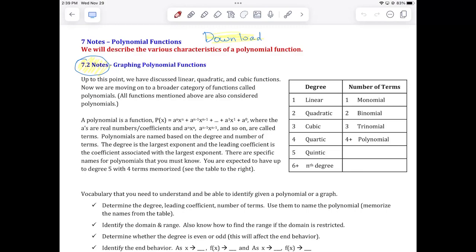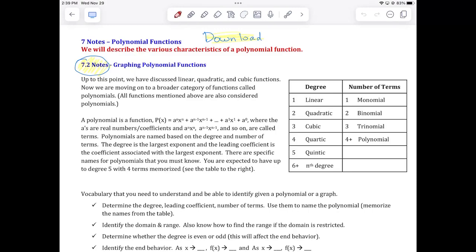Well, in this section, we're going to just study polynomials that have degrees larger than 3. And we're going to be looking at not so much the technicalities of how to work with them like we did vertex form or transformations, but we're just going to be looking at describing the behaviors of the graph. So first of all, what is a polynomial?